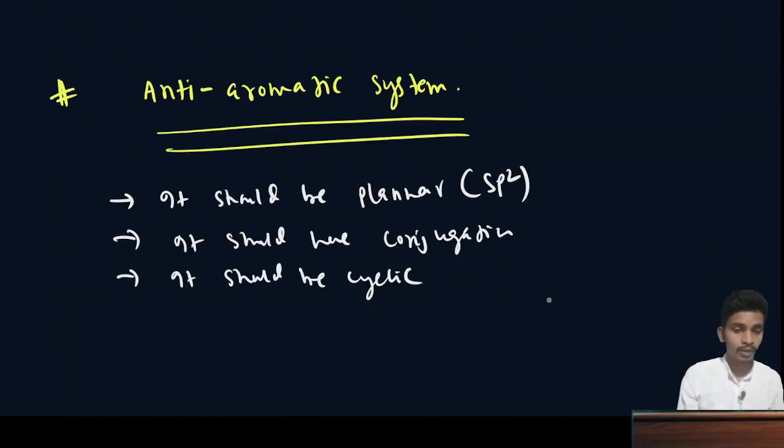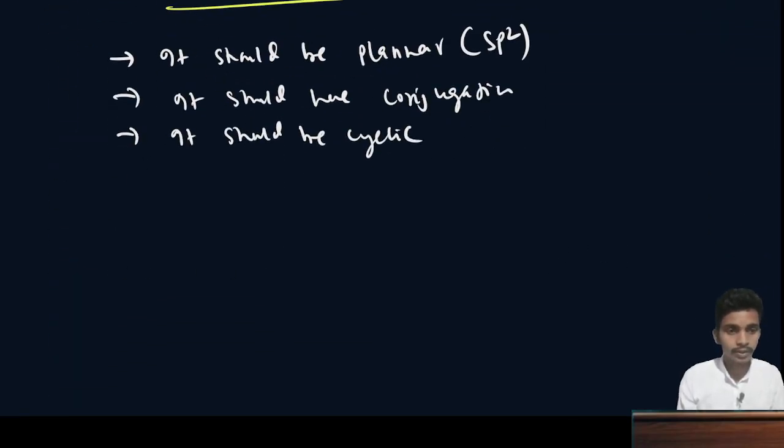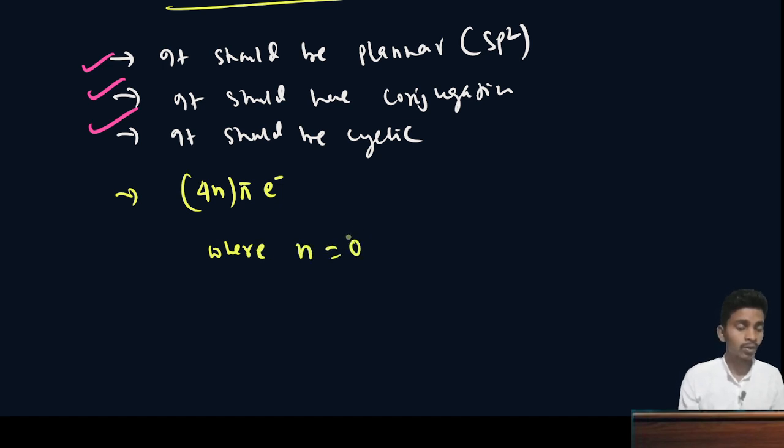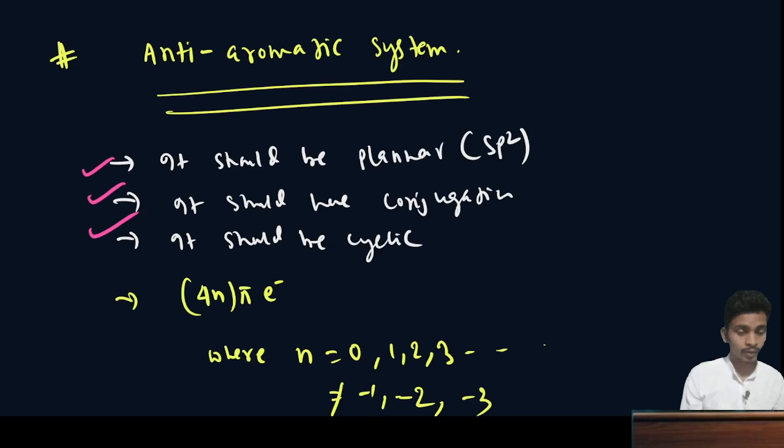Okay. After that, if these conditions are satisfied, then the Huckel rule says that for anti-aromatics, the count is 4n pi electrons. It should satisfy 4n pi electrons, where n is a non-negative integer, that means 0, 1, 2, 3 and so on, but it should not be negative values like negative 2, negative 3. It should be positive integers. Okay, so if it is satisfied, then that is an anti-aromatic system.